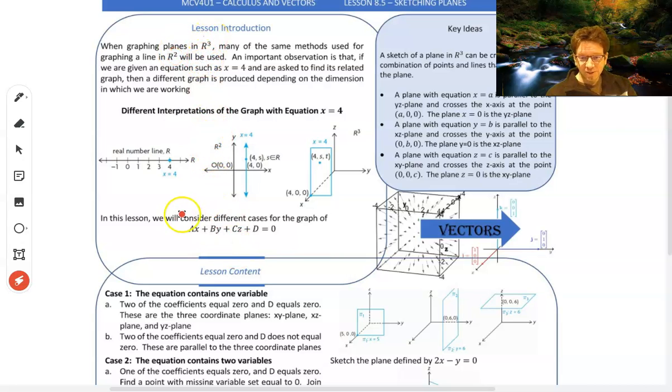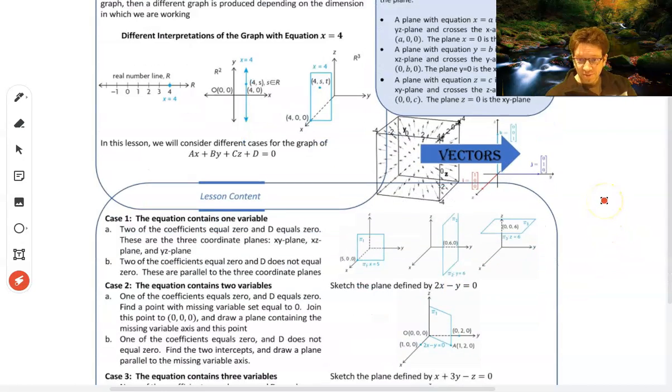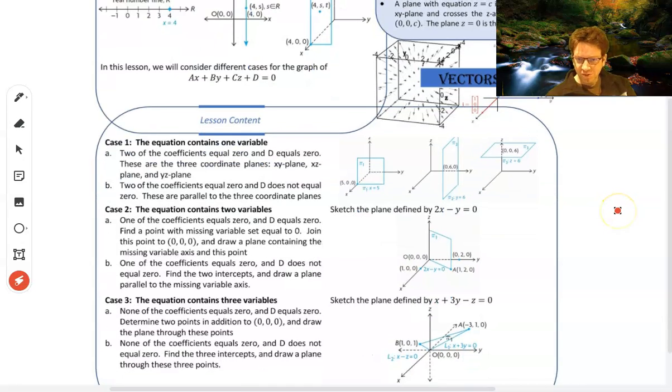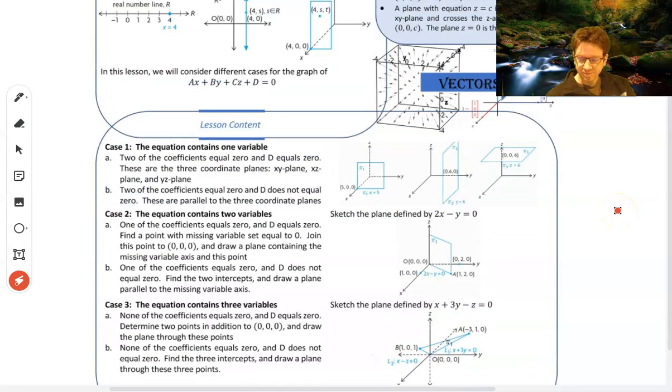Now for this lesson, we're going to look at our Cartesian equations of planes that we learned about yesterday. And we're going to look at how to graph them. Now there are different skills, but it's very similar to how we would graph lines in grade 9. So it's actually not that challenging. So let's look at a couple cases.